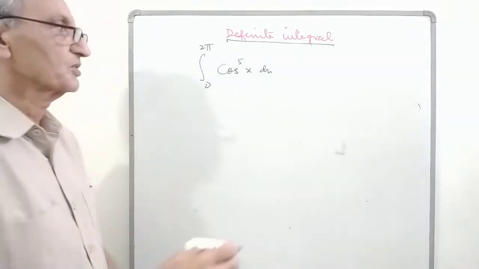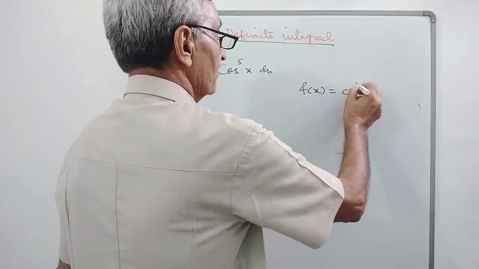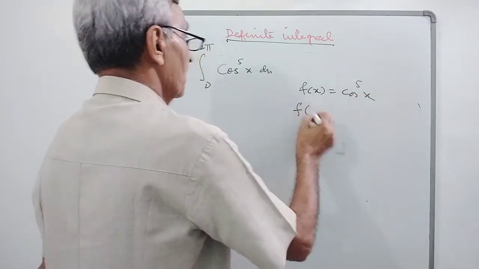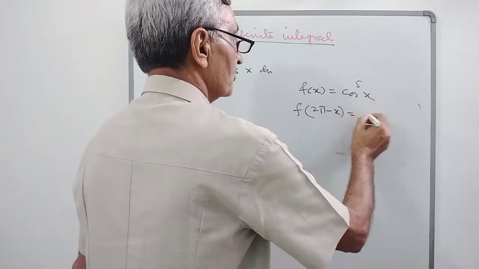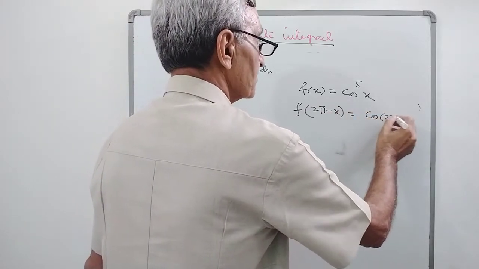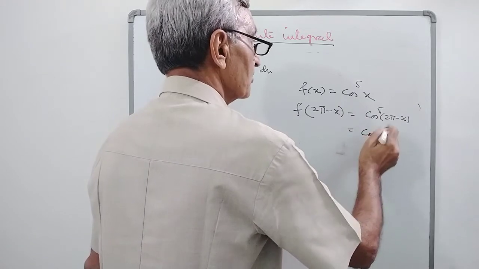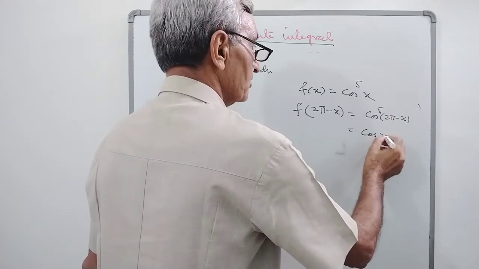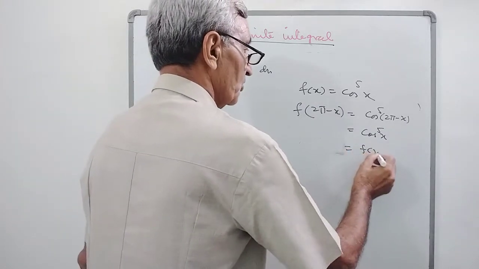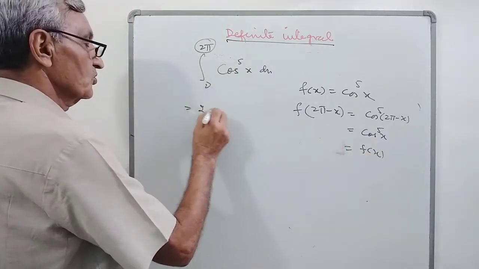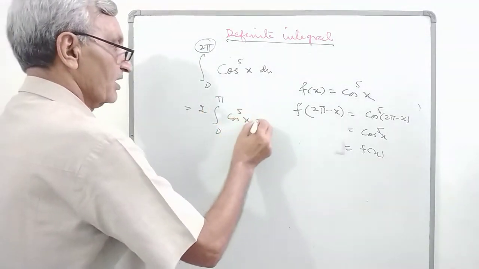Find the value. fx is equal to cos 5x. Here it is 2a: f of 2 pi minus x is equal to cos of 2 pi minus x raised to the power, and cos of 2 pi minus theta is equal to cos theta. This remains the same. So I get the integral from 0 to pi of cos x, this one, dx.